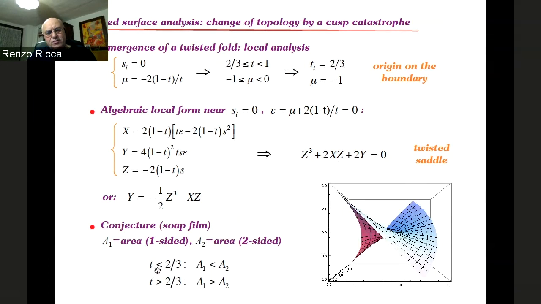Now, you can conjecture a number of things, and for example, being 2/3 the point where there is this inflection, you may think that the process is leading you from a smaller area to a larger area before, and then there is a conversion of these two areas after that. Well, one interesting thing is that there is definitely a change in topology. The change of topology of the surface.